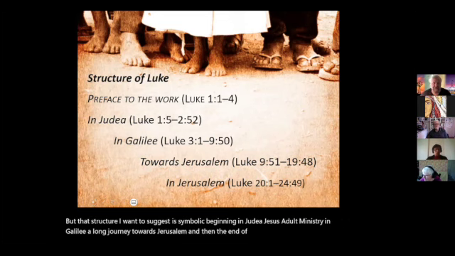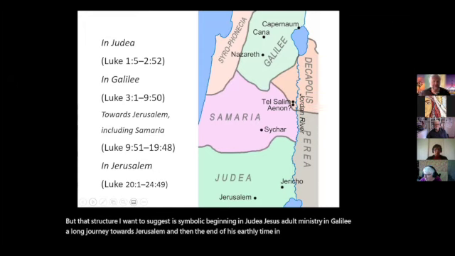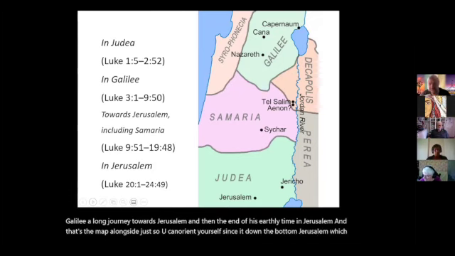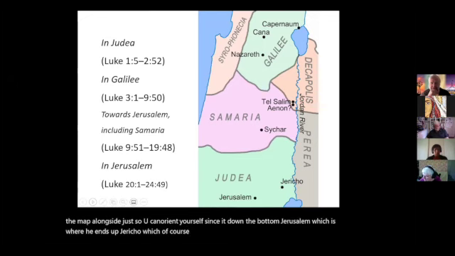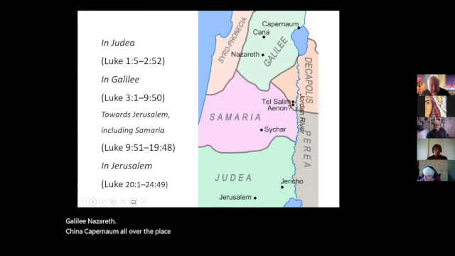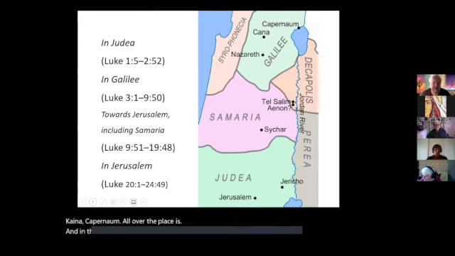Beginning in Judea, Jesus' adult ministry in Galilee, a long journey towards Jerusalem, and then the end of his earthly time in Jerusalem. And that's the map alongside, just so you can orient yourself. So you can see down the bottom Jerusalem, which is where he ends up, Jericho, which of course is on the way to Jerusalem, and up the top in Galilee, Nazareth, Cana, Capernaum, and a whole lot of other places. And in the middle, of course, is the territory of Samaria. Samaritans become important as well in Luke's story.